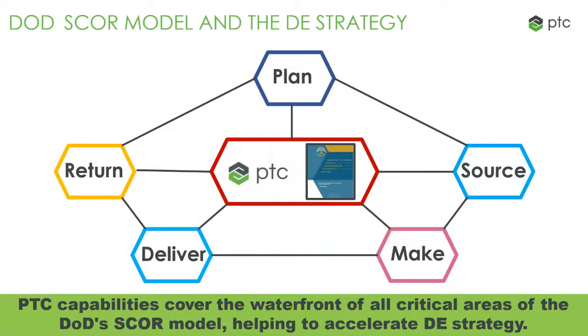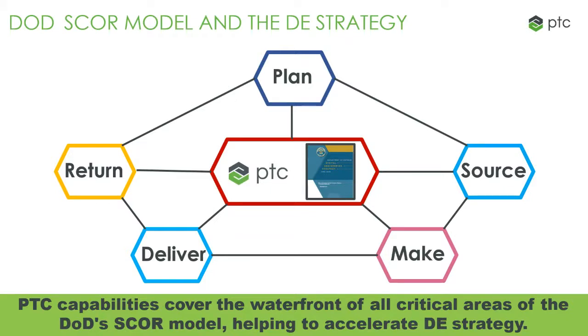So in aerospace and defense, or the US defense system, this is the model they follow. They call it the SCOR model, the Supply Chain Operations Reference model, and it ties the process together end to end, from plan to source, make, deliver, or return. It's end to end connected. PTC as a company is very strategic for them, and we help them at all levels.